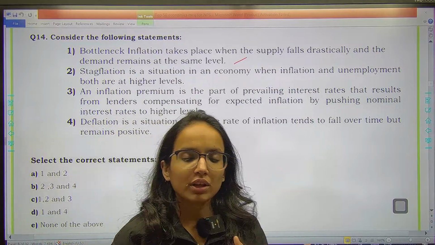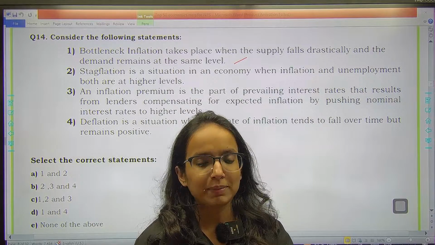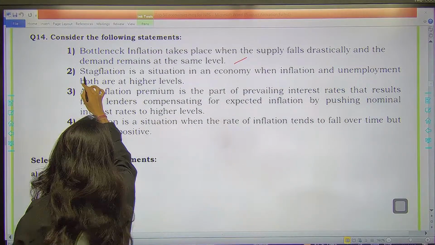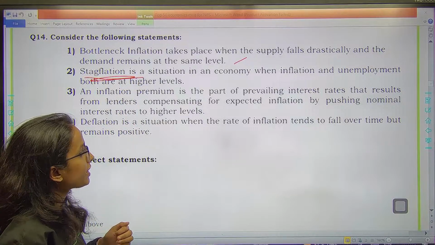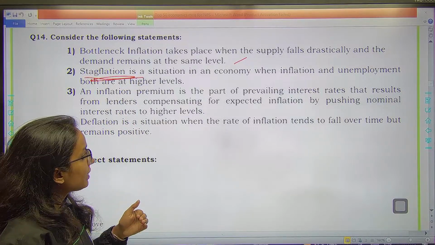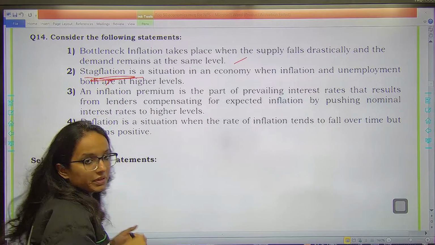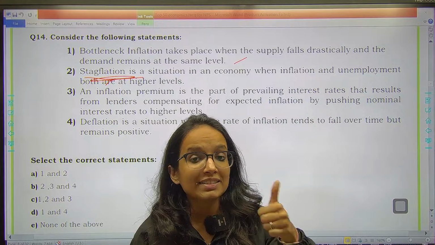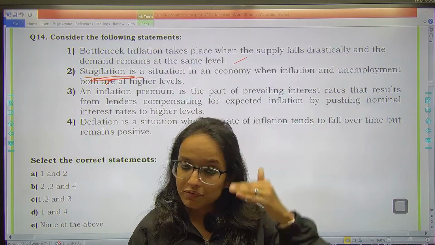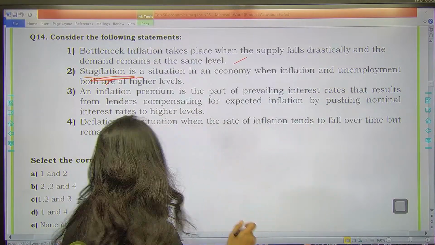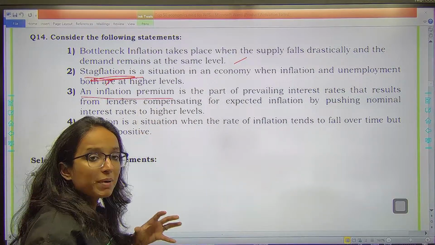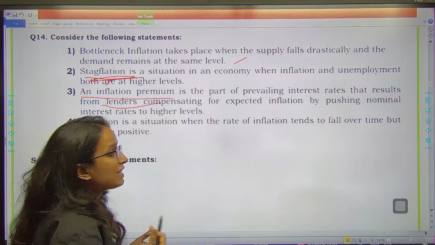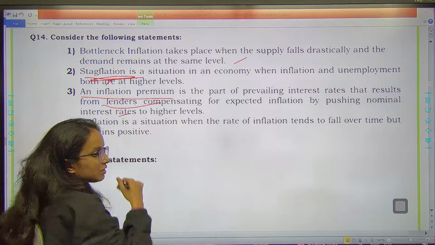Yes. What is bottleneck inflation? Supply side inflation. Supply side inflation is also sometimes referred to as bottleneck inflation. True. Then stagflation is a situation where in an economy, inflation and unemployment both are high. When inflation is high and unemployment is also high, that means stagnation is there. There is no growth. Inflation is there and stagnation is there. That is true. Then inflation premium is the part of prevailing interest rates that results from lenders compensating for expected inflation by pushing up the nominal interest rate.